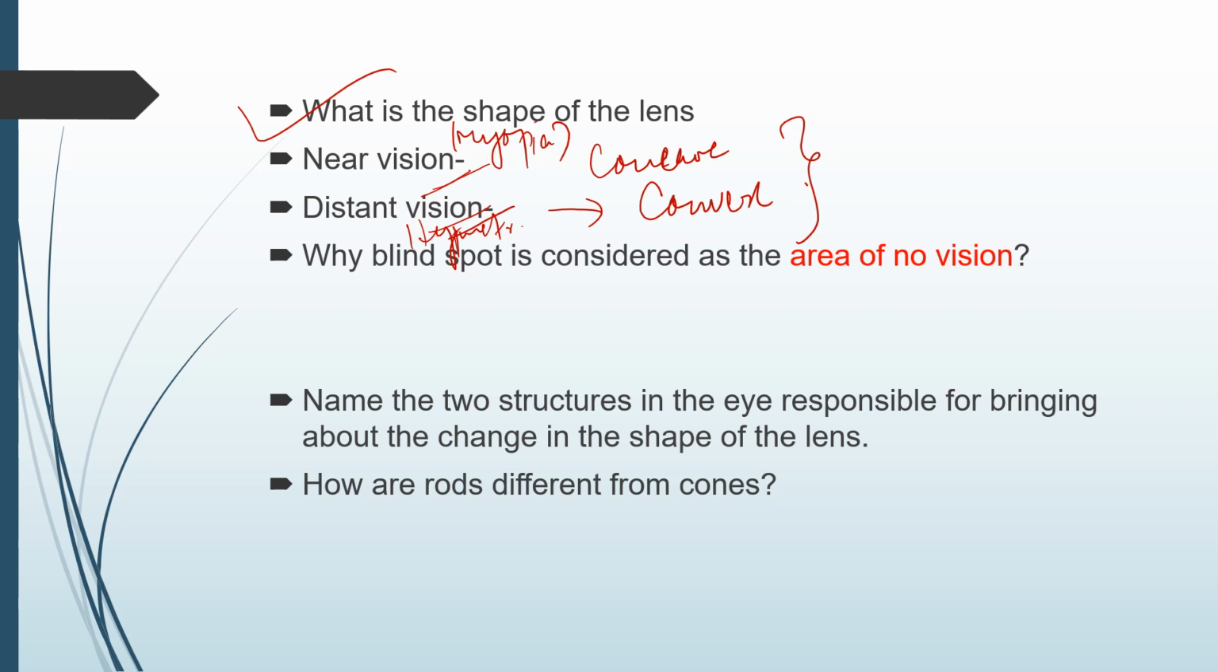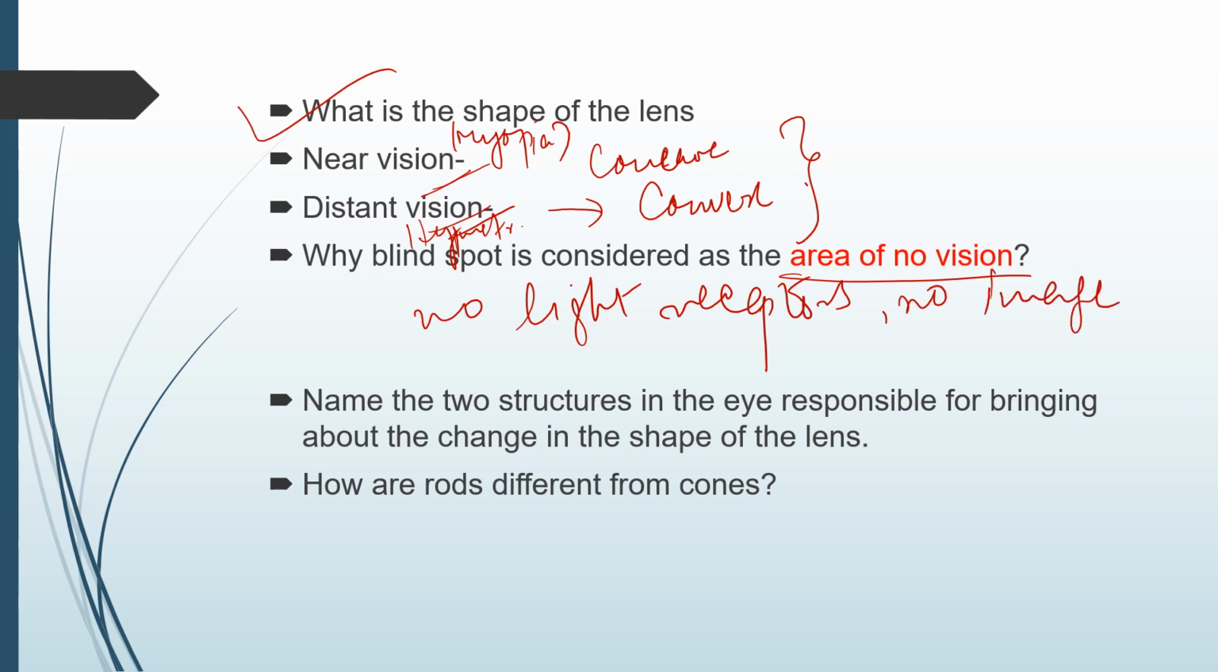Why is the blind spot considered an area of no vision? We know that the yellow spot is the spot at the back of the eyeball where maximum light sensitive cells are there. But in the blind spot, why is it called the area of no vision? Because no light receptors are there in this area. Since there are no light receptors, no image is formed, so the blind spot is an area of no image formation. So it is an area of no vision.